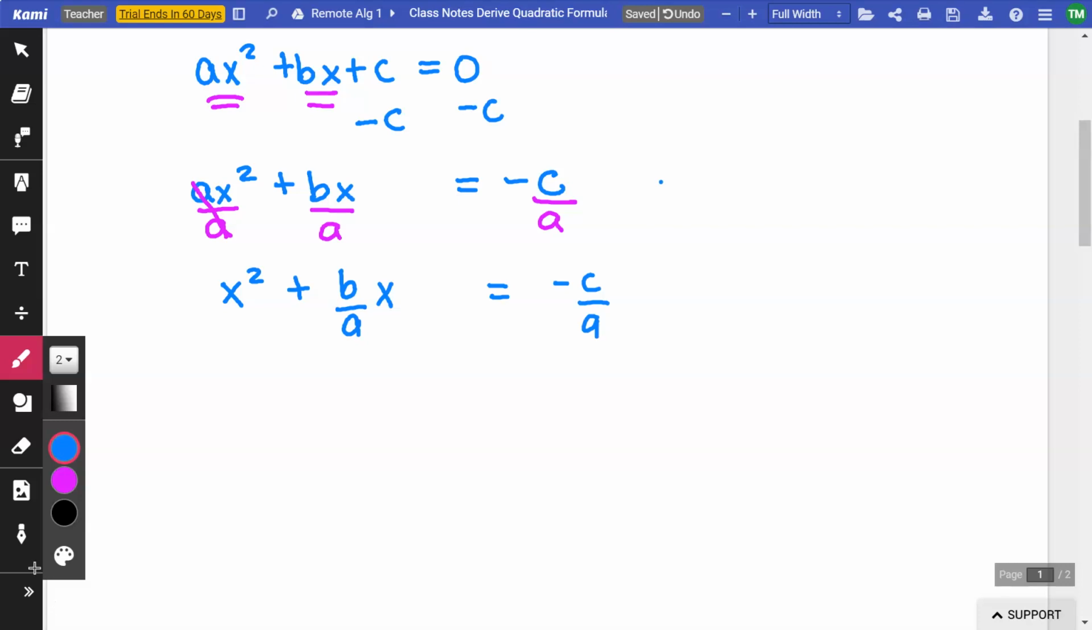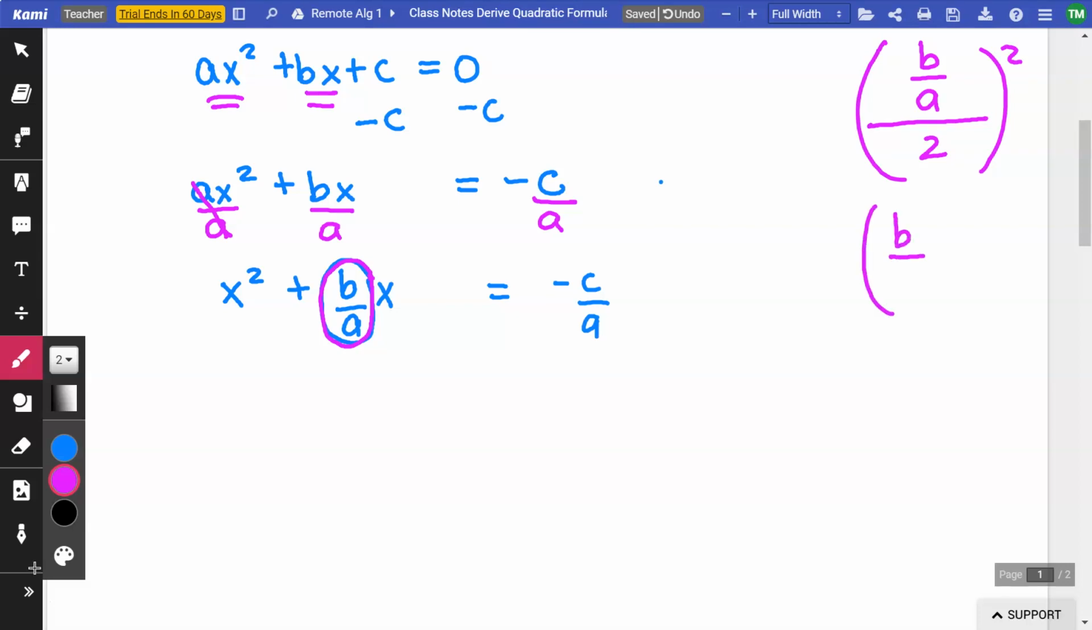In order to do that, remember we have to take this coefficient, divide it by 2, and square it. So we're going to take b over a, I'm going to do that off to the side here, divide it by 2 and then square it. When I divide a fraction, I can change this to b over a divided by 2. And I can change this division to multiplication if I flip the second fraction. So this is technically 2 over 1, and I'm just going to flip it to be 1 over 2.